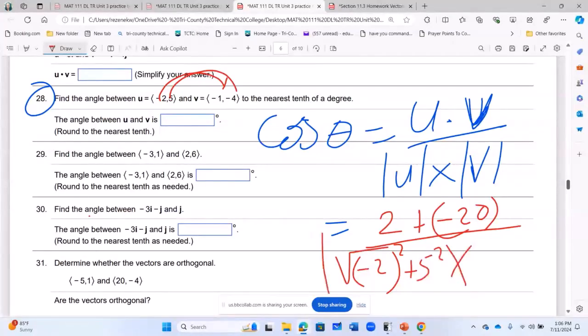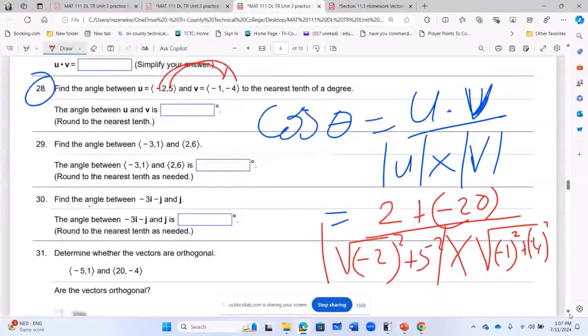This is my modulus, absolute value, times, in other words, my answer must be positive, times the magnitude of v. The magnitude of v is the square root of -1 squared, which is 1, plus -4 squared. Okay, and then I will simplify both the numerator and denominator.